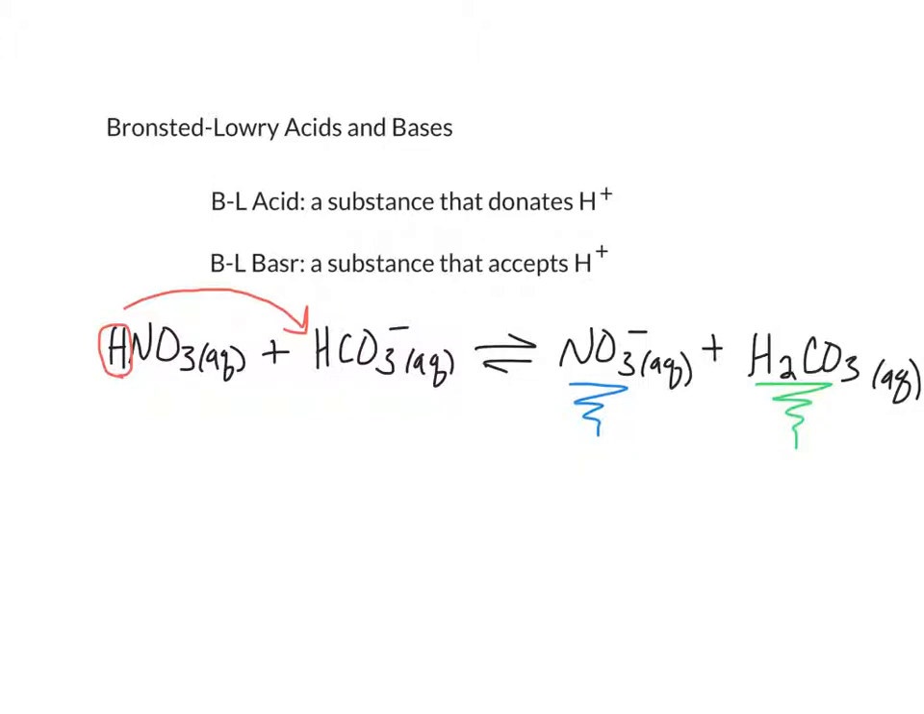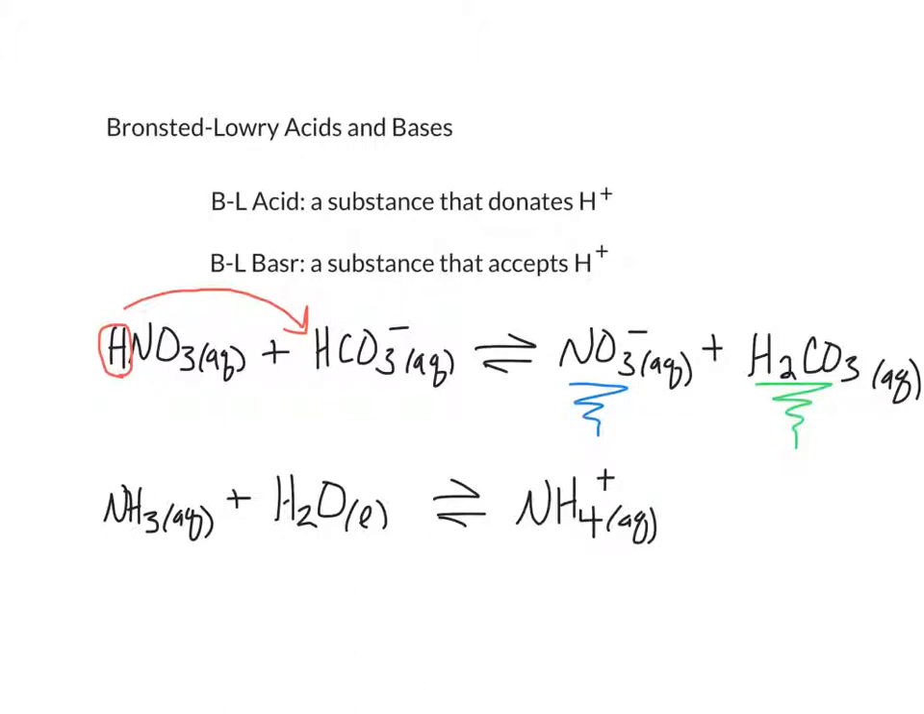Let's look at another example reaction. Here we have aqueous ammonia reacting with water. In this reaction, the ammonia accepts a proton from water to create the ammonium cation, and the water, after donating a proton to ammonia, produces hydroxide. In this reaction, the water is acting as an acid, donating a proton to the ammonia. So the ammonia is acting as a base, accepting a proton from water.